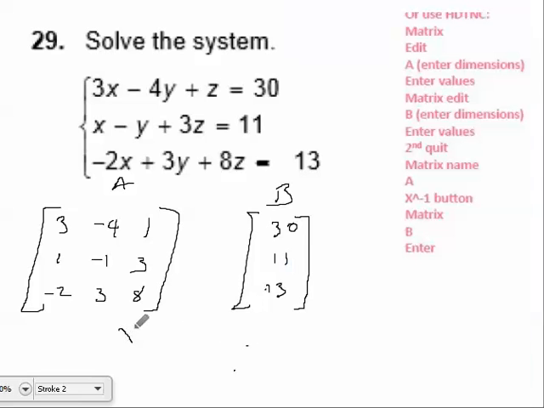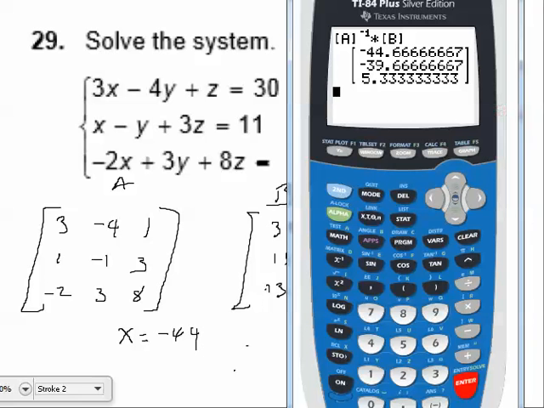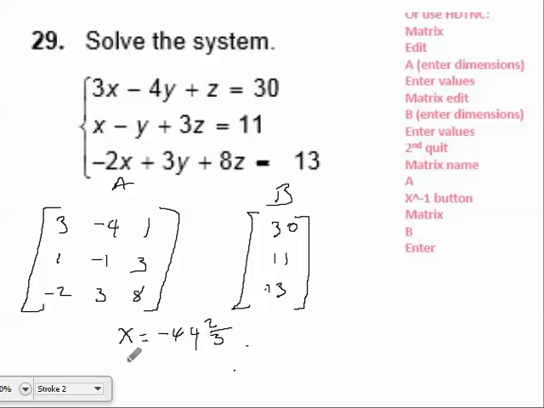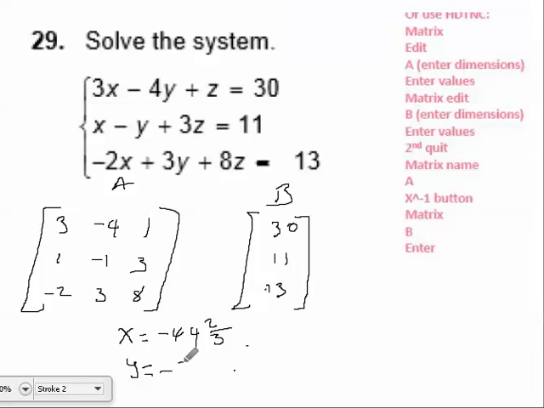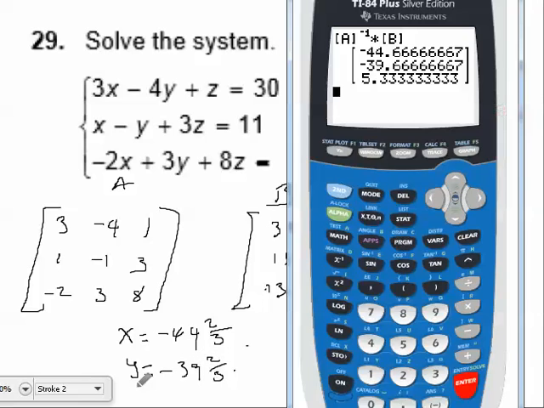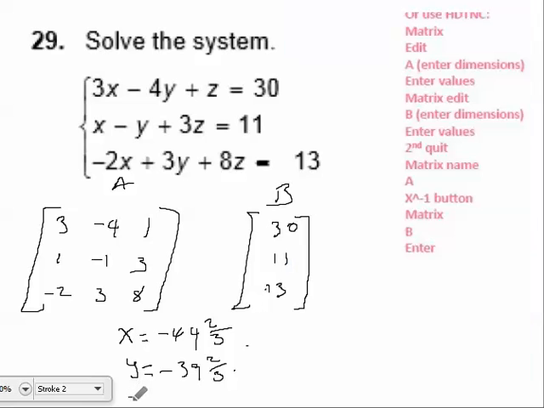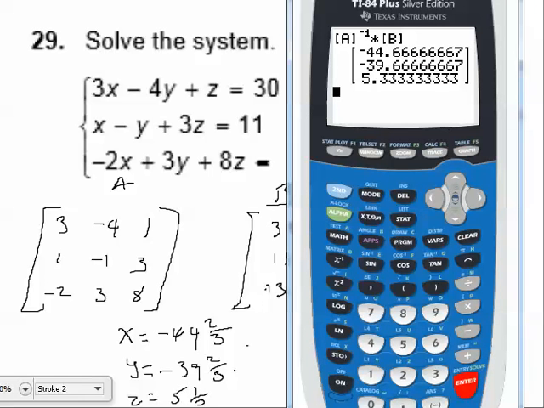So X is going to be equal to -44 and 2/3. Y is going to be equal to -39 and 2/3. And Z is going to be equal to 5 and 1/3. And that's how you do that with the calculator.